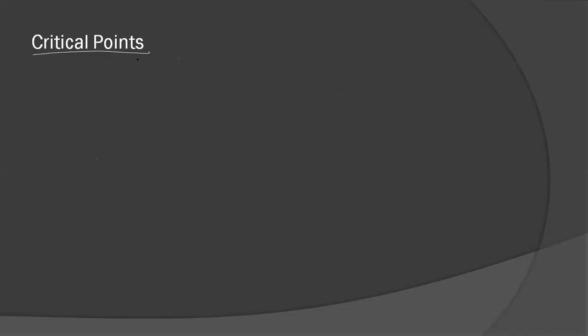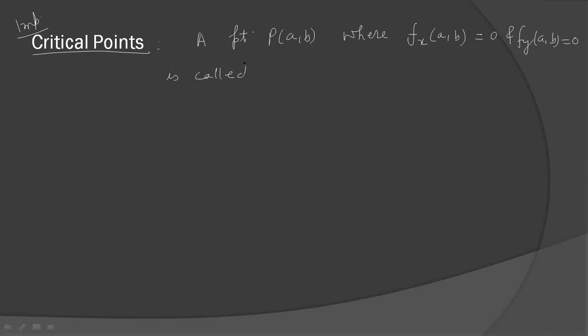Critical points. This is the important definition. I have already discussed it in one variable. A point P(a,b) where the partial derivatives of f with respect to x and with respect to y are 0 is called a critical point or stationary point.